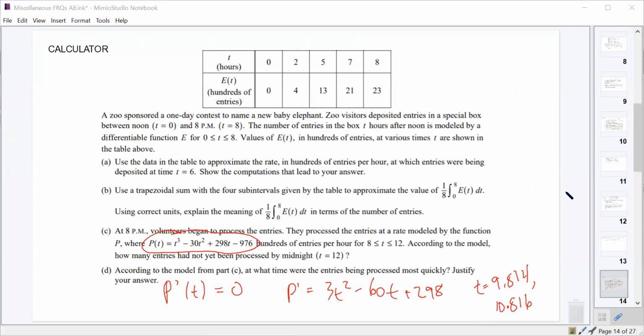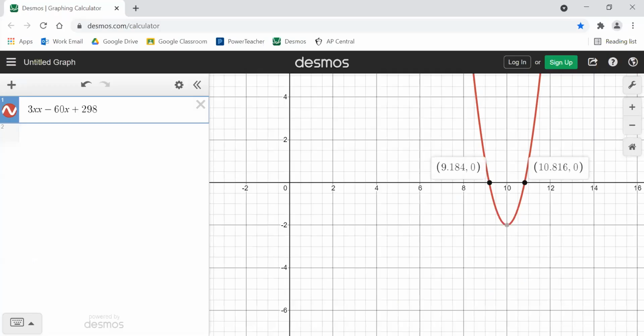And then if we look at the graph of it, we'd know that the max could only occur when the derivative is going from positive to negative, because when the derivative is going from negative to positive... Hold on a second. All right, sorry about that.